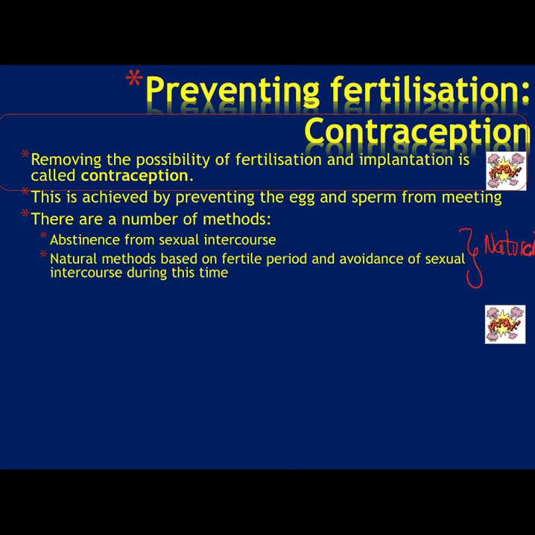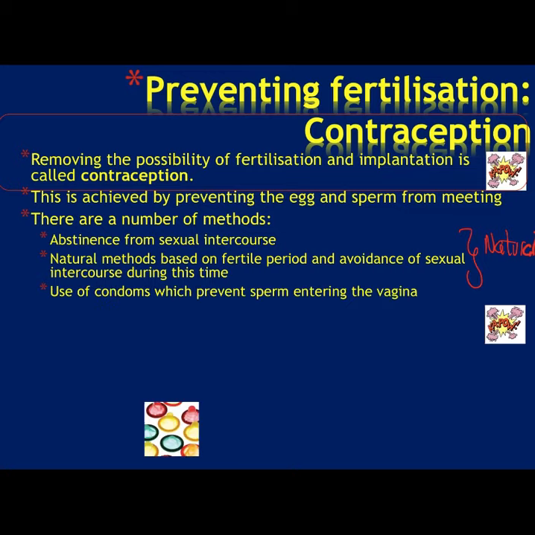The first one is abstinence, and that just means you avoid having sex, which makes sense. If you don't have sex, you shouldn't be able to get pregnant. And other methods are based on when a female's fertile period is and then not having sex during that time.